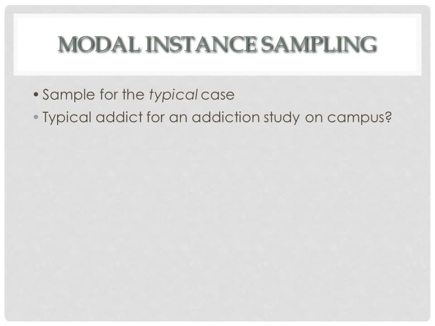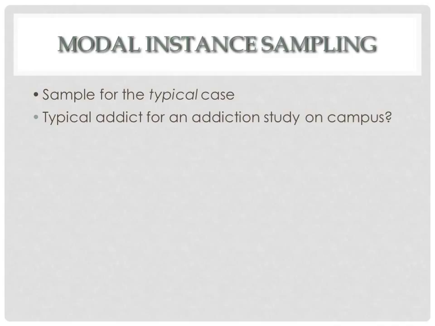Another form of sampling is called modal instance sampling. Modal instance sampling is where you sample for the typical case, right? This is different from just a convenience sample where you go and just ask anybody who's willing to participate. Here you look for people who fit a certain psychographic or certain characteristic that you're interested in. So let's say you're on campus, you want to do a study about addiction. Let's say it's online gambling addiction.